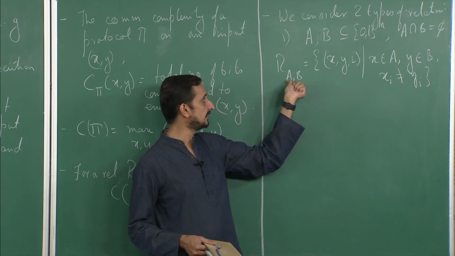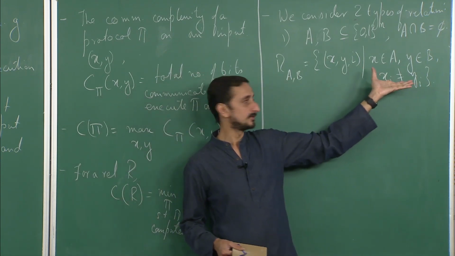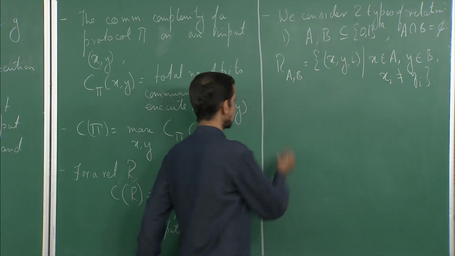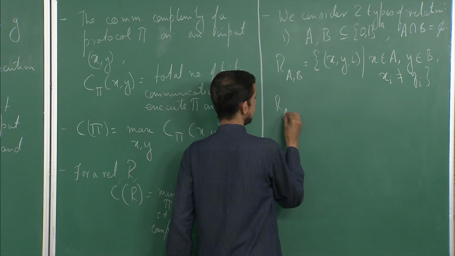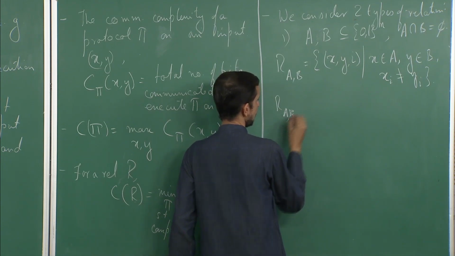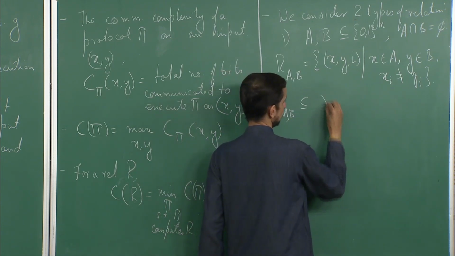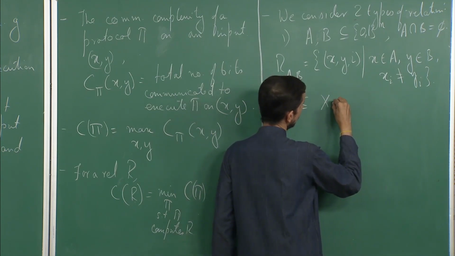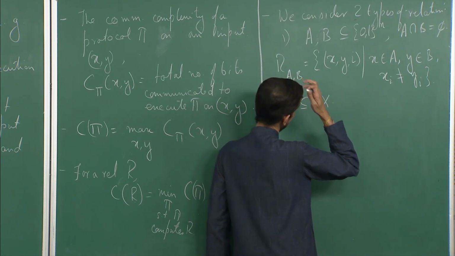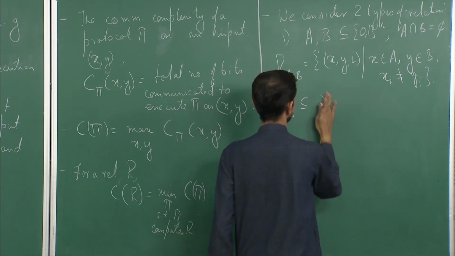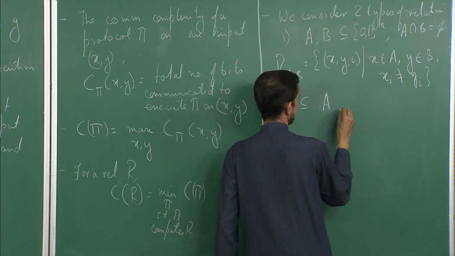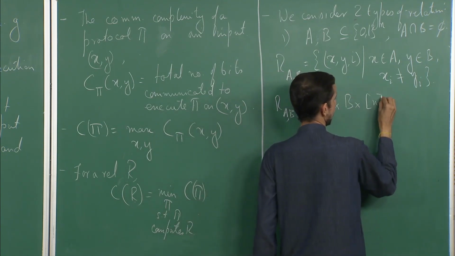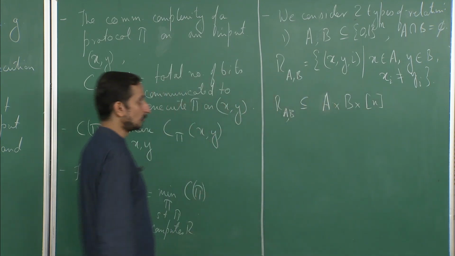So we define the relation R_AB as follows. It is all tuples of this form. So what is R_AB? R_AB is basically a subset of A cross B cross the set consisting of 1 to n.